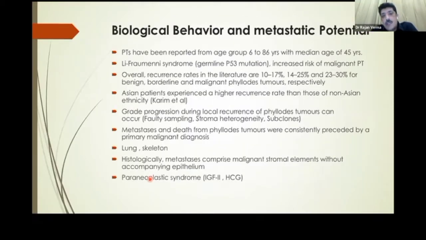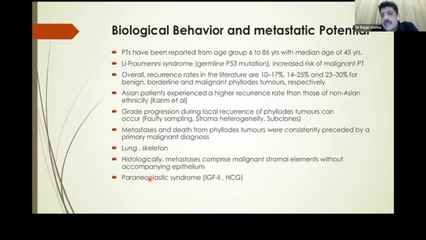So, a point about biological behavior and metastatic potential. As we know, phylloid tumors have been reported from the age group of 6 to 86 years. There have been phylloid tumors in adolescents, some malignant also in adolescents, that have been reported in the literature. But the median age is in the 40s, around 40 to 45 years. There is a pattern that they have found in germline P53 mutation, that is Li-Fraumeni syndrome. They have seen an increased risk of malignant PT.